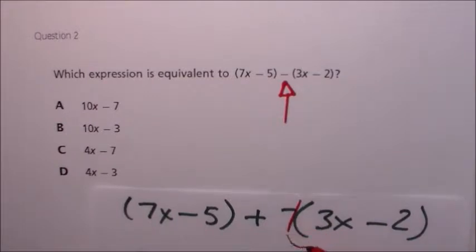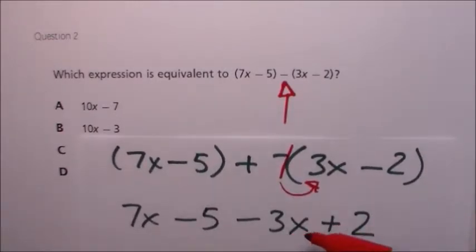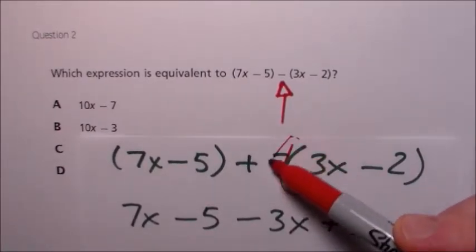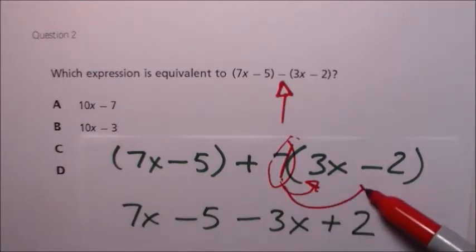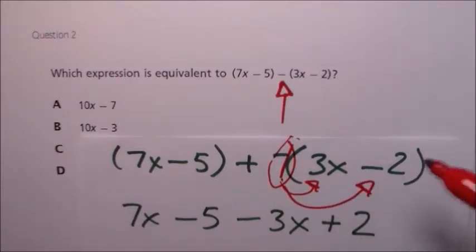Now, -1 times 3x, that's the one people generally won't forget to do, and you're going to get minus 3x. But you also have to remember to multiply this -1 by this -2 as well, and you're going to get plus 2 for that.